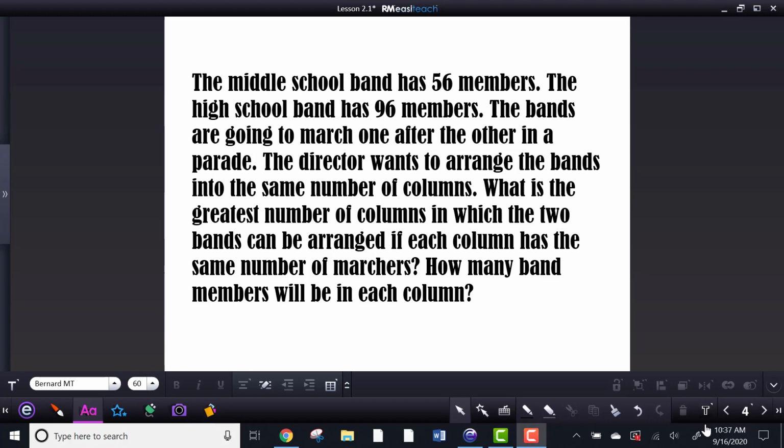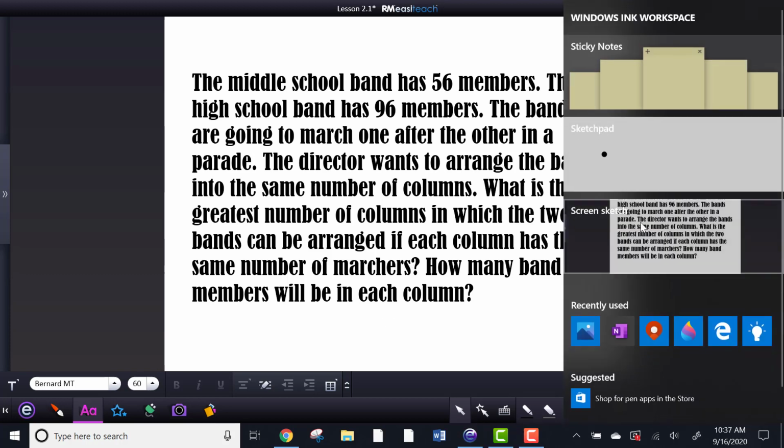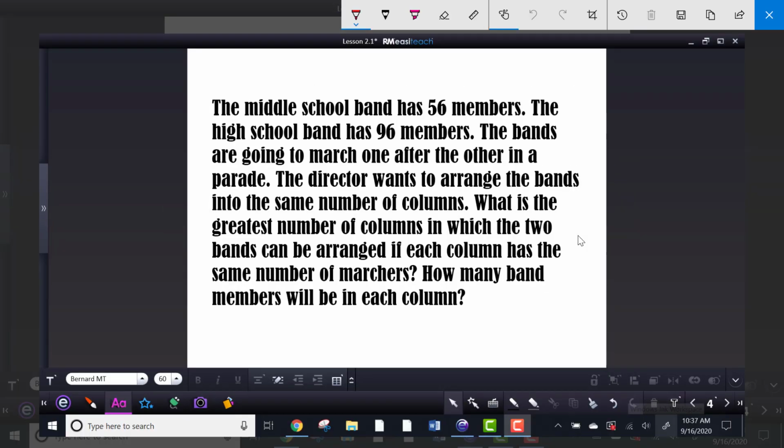So my first step for this problem is trying to find the greatest common factor of 56 and 96. I would go through the different steps. So I'd list all the factors of 56 and all the factors of 96, which we've already gone over how to do. So I could see that the greatest number of columns is going to be 8. And why is it 8? Because that's the greatest common factor of 56 and 96.